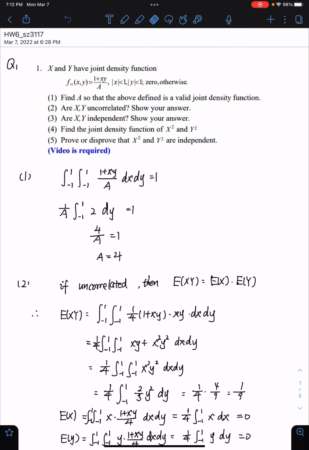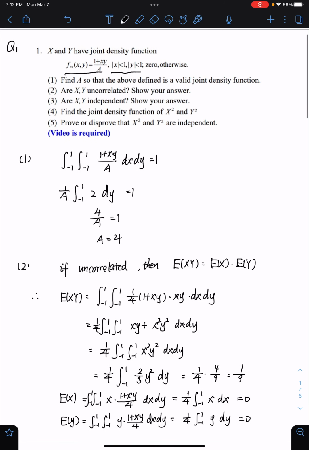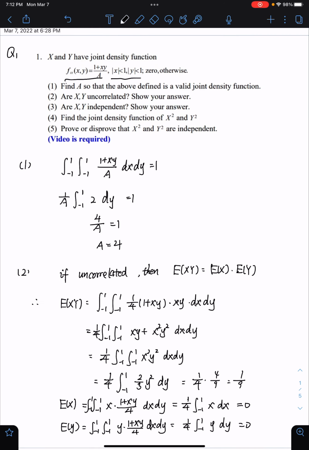Hello everyone, my name is Zhang Shuhan, and today I will introduce the method that I use to solve question 1 on homework 6. In question 1, we have the joint density function of x and y, which is here, and we also have the region of x and y. The first question is to find a so that the above definition is a valid joint density function.